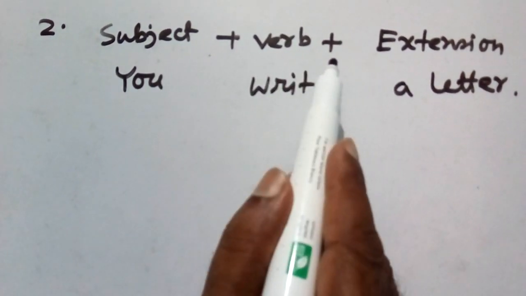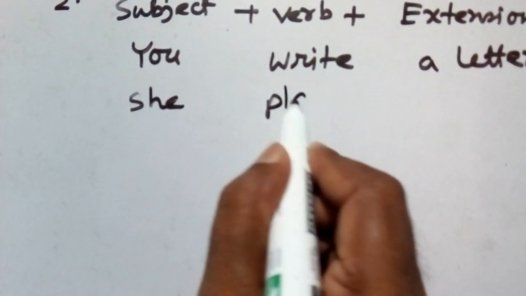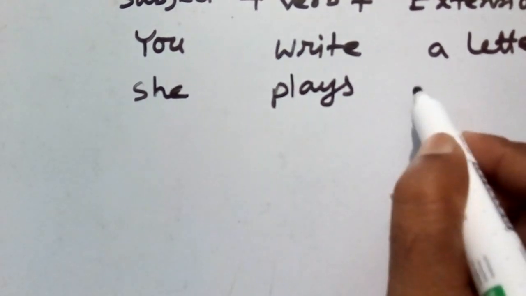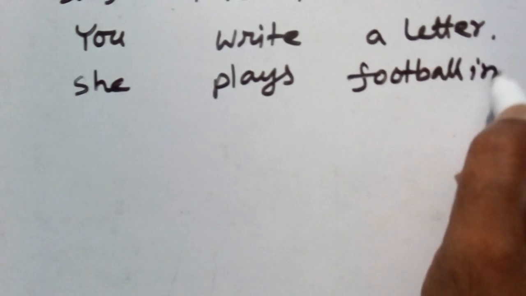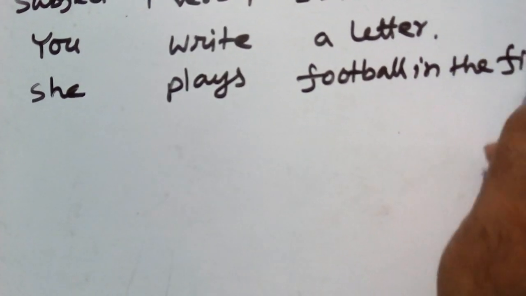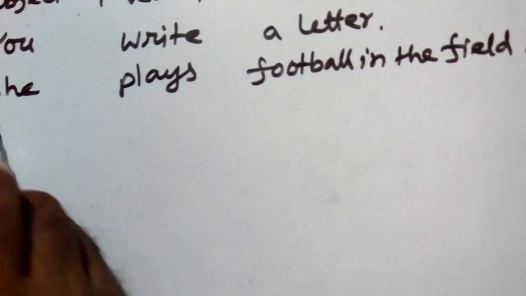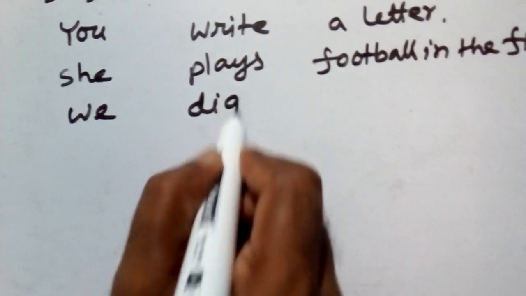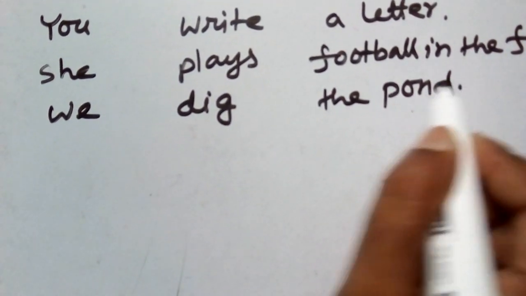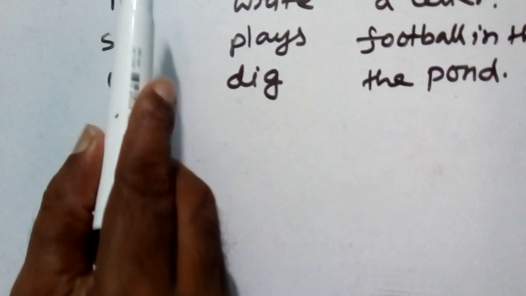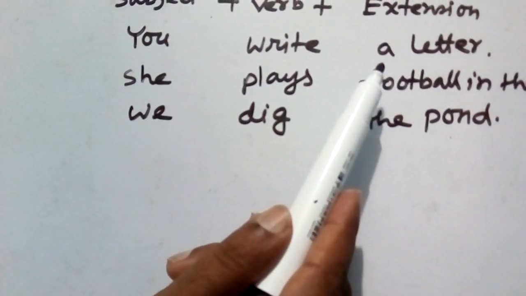It is the structure. And she plays football in the field. And full stop. We dig the pond. So here in that sentence we follow the structure subject plus verb plus extension. Here subject you, verb write and a letter object.